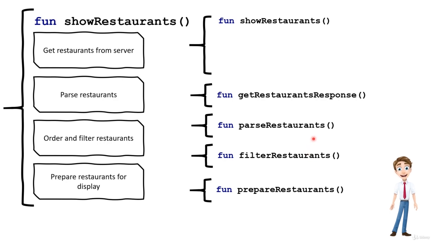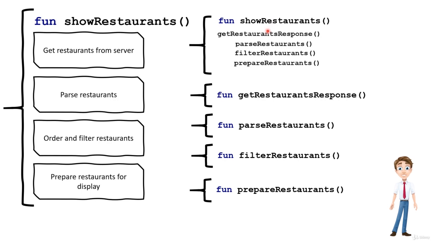Going back to the showRestaurants parent method, it is going to call getRestaurantResponse first, then parse the response, then filter, and then prepare the restaurants for display. Right off the bat, you can see that showRestaurants will be much smaller, because its purpose is to call other methods and create a chain reaction of the logic. And all of these methods are going to do something specific.